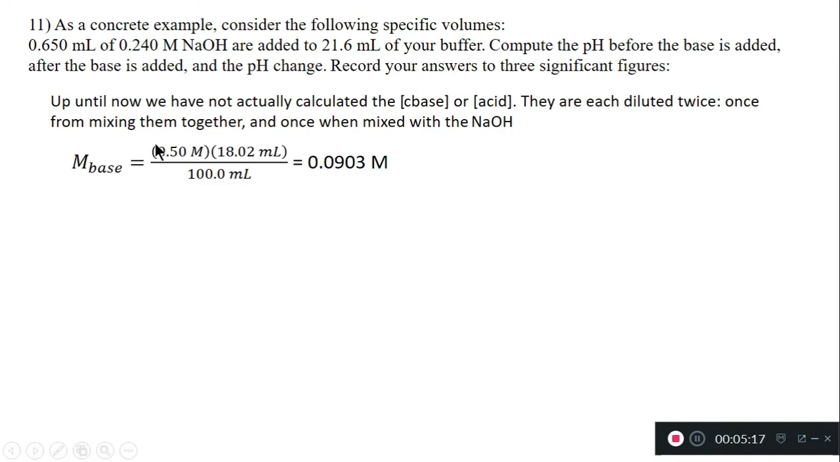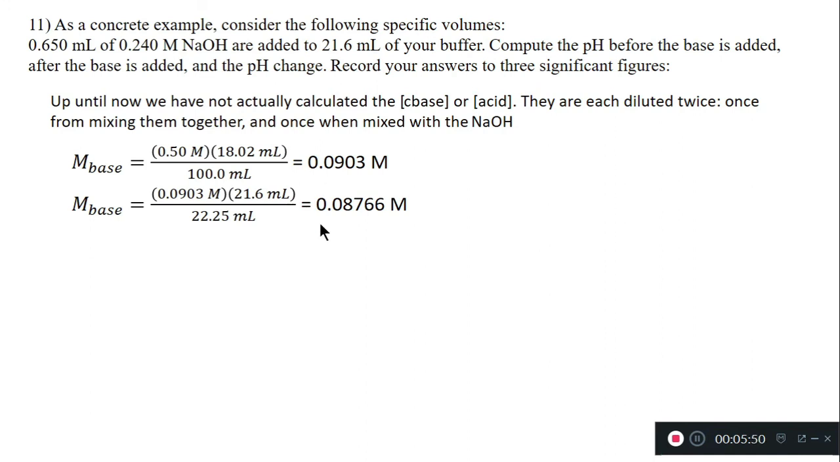So here I started with my stock concentration. I had 18.02 milliliters for a total of 100 milliliters of the buffer. I diluted again. I took 21.6 milliliters of my buffer, and it was already at this concentration. When I add in the 0.65 milliliters to the 21.6, I get 22.25. Again, we're assuming volumes are additive, even though they're technically not quite, but they'll be pretty darn close. So this is my adjusted diluted concentration.